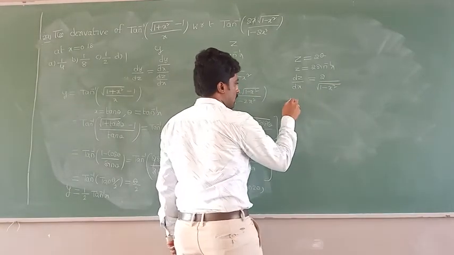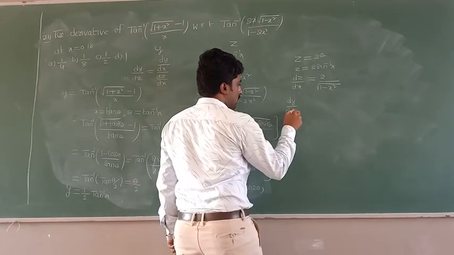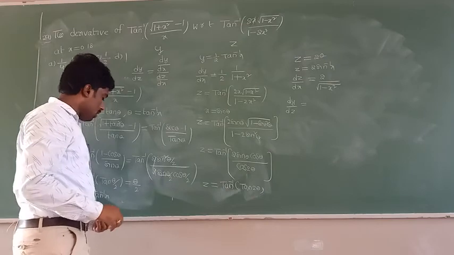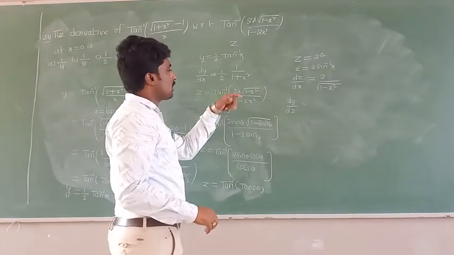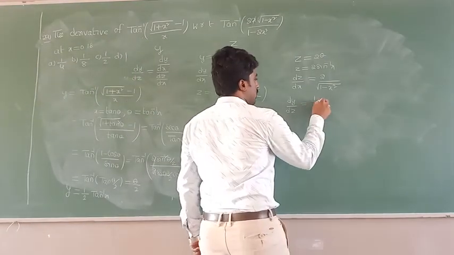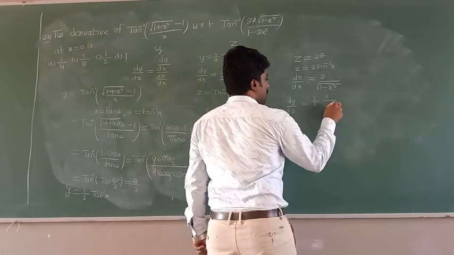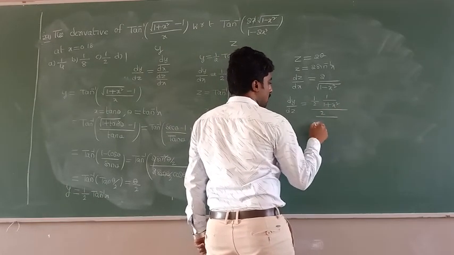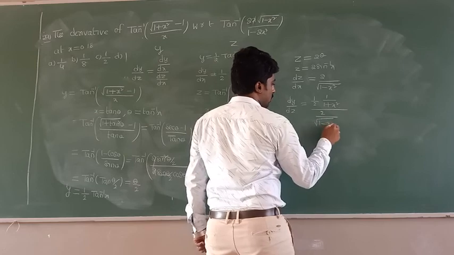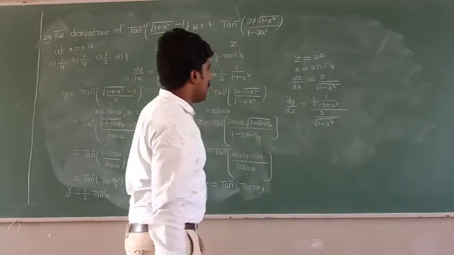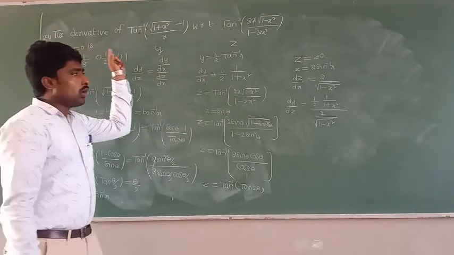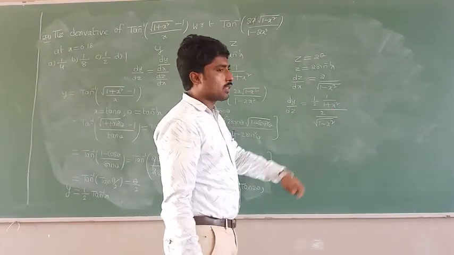Now all of you see here, dy by dz equal to dy by dx divided by dz by dx. What is dy by dx here? Dy by dx equal to 1 by 2 into 1 by 1 plus x square. So what is dz by dx? 2 by square root of 1 minus x square. Now all of you see here, what are they asking? Dy by dz at x equal to 0. You need to substitute 0 in place of x.